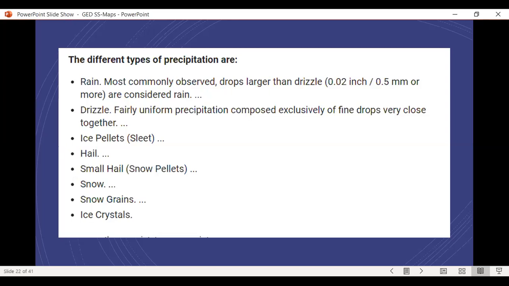Then there are ice pellets, which we also call sleet, we know that. Hail, small hail, which are snow pellets, snow grains, and ice crystals. And actually this winter, I don't think we've had a whole lot of this. We've had some snow, but the rest of it, we've had mostly rain and drizzle, it seems like at least. I don't think we've had any ice crystals though, which is good. Ice can be kind of dangerous when you're driving.